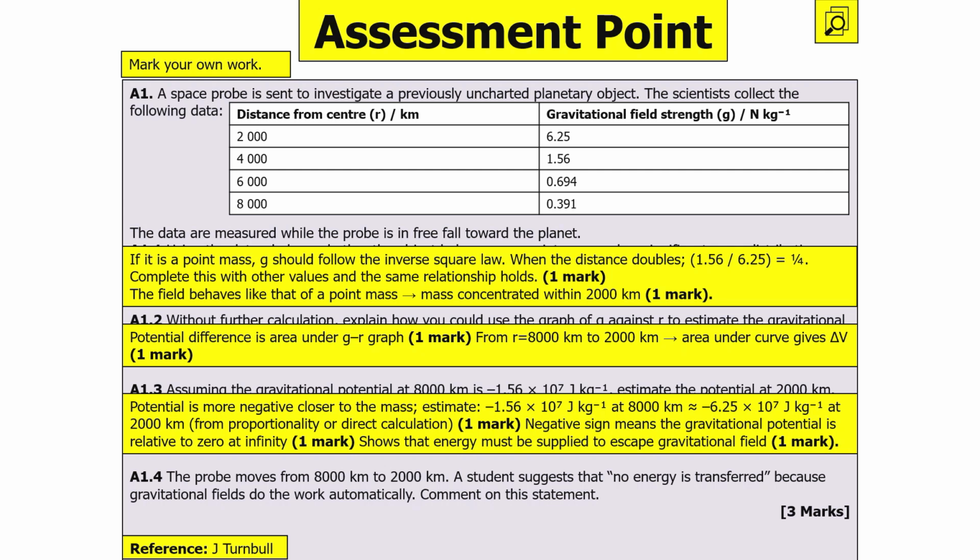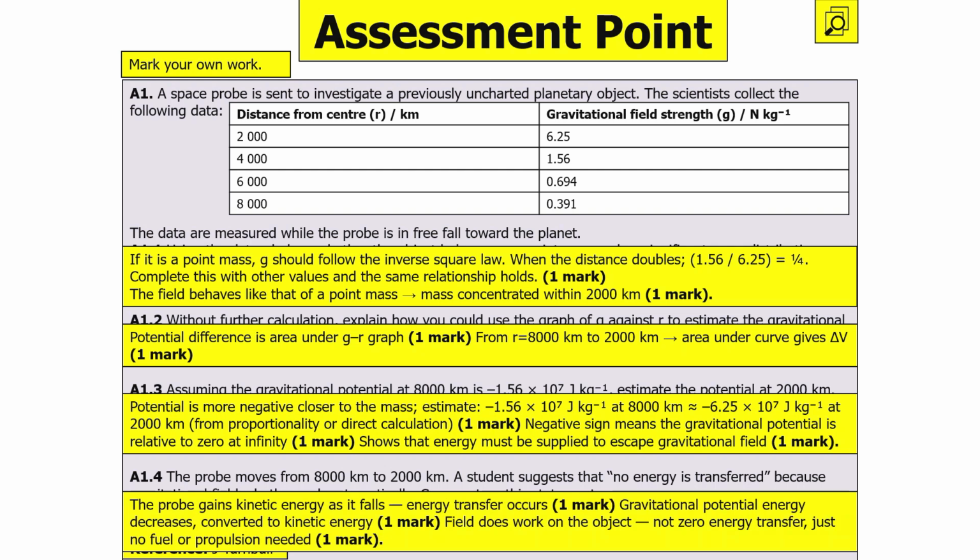Now the negative sign means that the gravitational potential is relative to 0 at infinity. So this indicates to us that we must be given energy to escape the gravitational field. Now, as it goes from 8,000 kilometers to 2,000 kilometers, the probe gains kinetic energy as it falls, so an energy transfer occurs. The gravitational potential energy will decrease, it will convert to kinetic energy, so the field is doing work on the object, just that there's no fuel or propulsion needed.